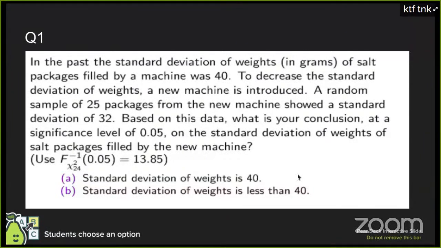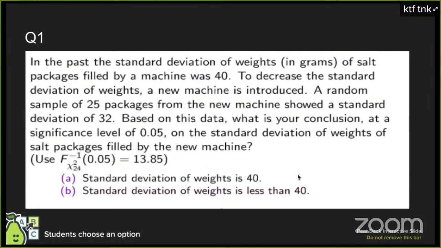Chi-square is n minus 1 times S square by sigma square, right? What is S here? S is the sample standard deviation, which is 32. And what is sigma? 40. So n is the number of samples, so n minus 1 is 24.